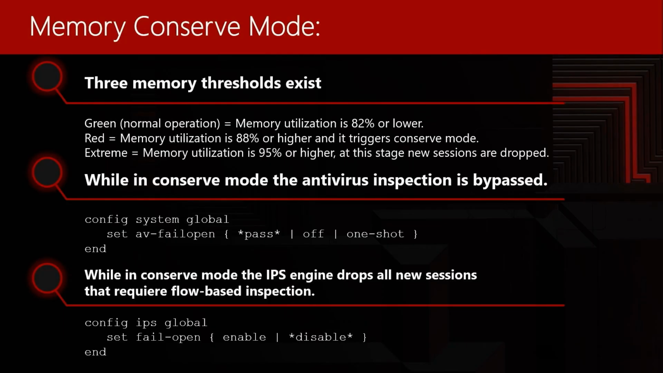So when we are in conserve mode, if we are in red, two things will happen. For all proxy-based inspections, the inspection is just going to be bypassed and the traffic will be allowed, and that's controlled with the set av-failopen command, which by default is set to pass proxy-based inspection sessions, prioritizing access over security.